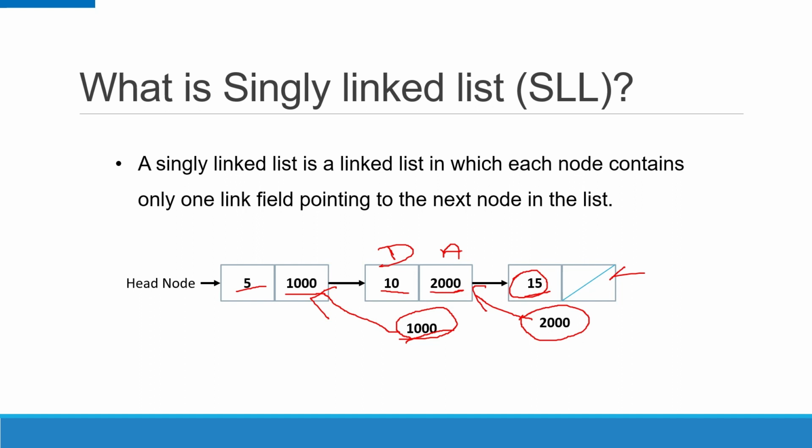Since this 15 is my last data, I represent the next field of this node with null. This is nothing but the null pointer. It indicates that this is the last data element, or the last node in my linked list. So likewise, your singly linked list representation has only one data field and one address field, and that address field represents the address of the next data element.